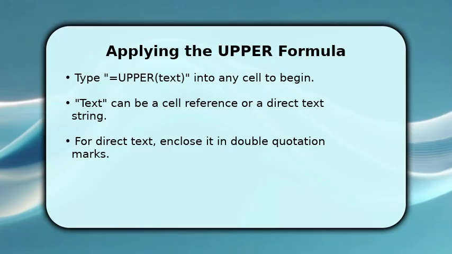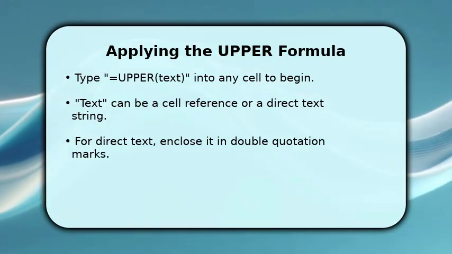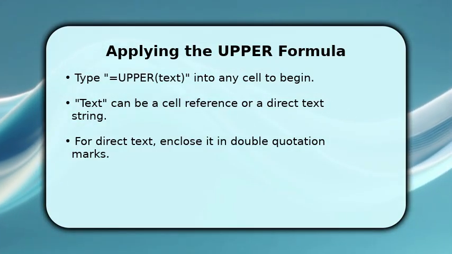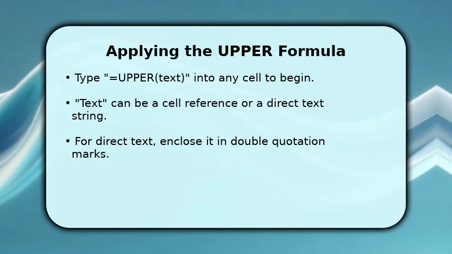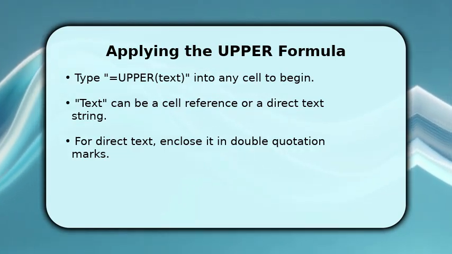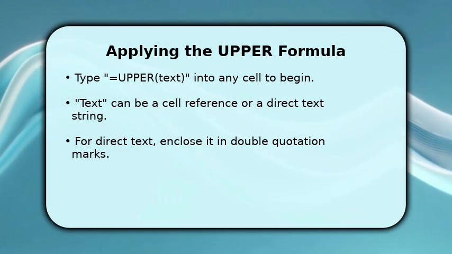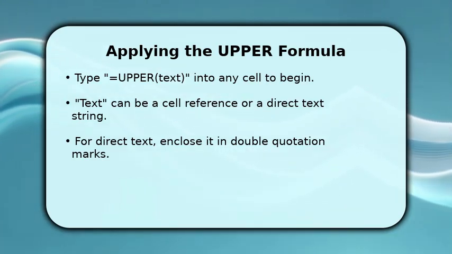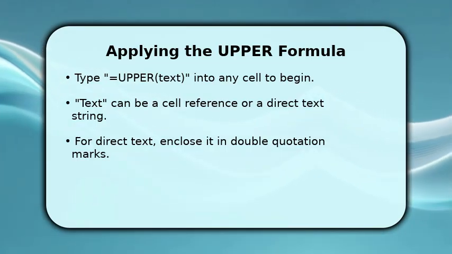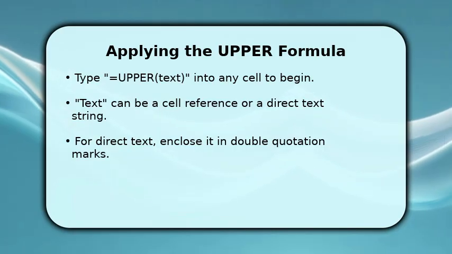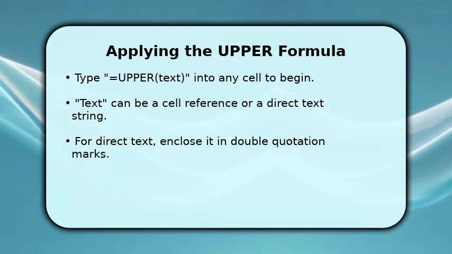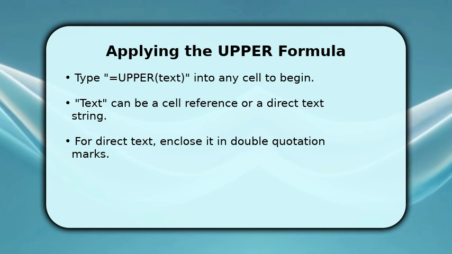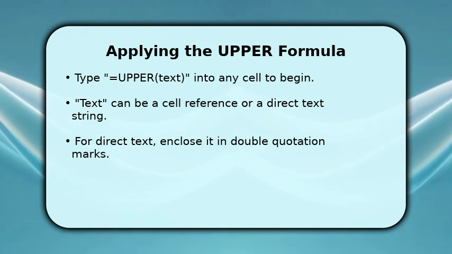To apply the UPPER formula, simply select an empty cell where you want the uppercase text to appear. Then, type an equals sign, followed by UPPER and an opening parenthesis. Inside the parentheses, you'll specify the text. This can be a reference to another cell, like A1, or a direct text string such as "Hello World" enclosed in double quotation marks. Close the parenthesis and press Enter to see your text instantly converted to all caps. It's that simple to implement.